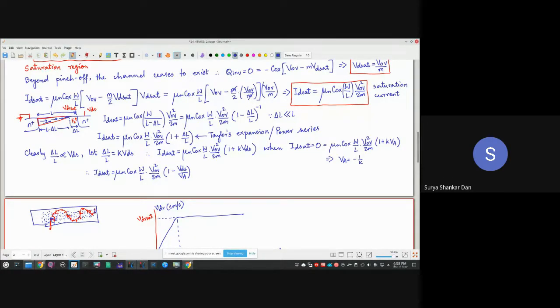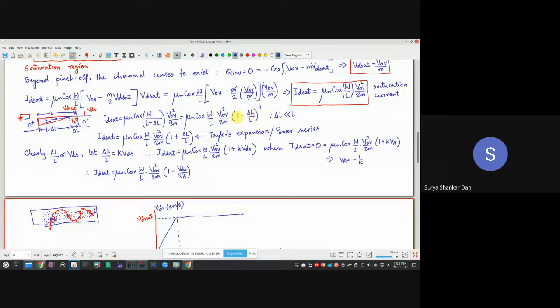Okay. So now the rest of the things are very simple. So after this pinch off happens, what we have observed is that the effective channel length is now reduced, L minus delta L. Right? So instead of W by L, I have written W by L minus delta L. All I've done is everything remains the same, 1 minus delta L by L. I have taken this L out.